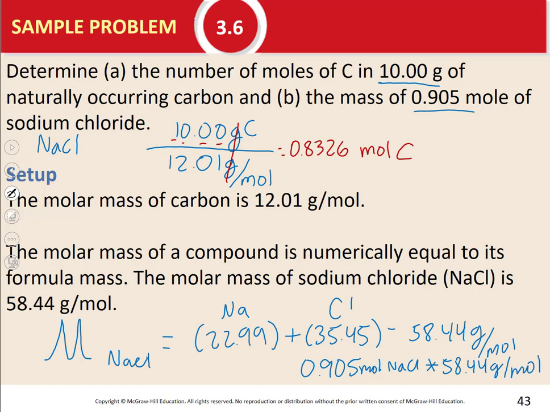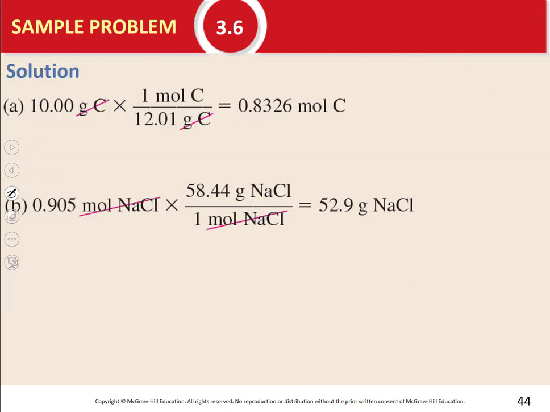When we do this, what unit will cancel? Moles. Good. I have moles on the top versus here I have it on the bottom. So that means moles will cancel. The unit that's left standing is grams, which is the unit for mass, so we're good. So what mass do we end up getting there? Good. 52.89. We've got 3 sig figs in this number, so we're going to round that to 52.9 grams of sodium chloride.